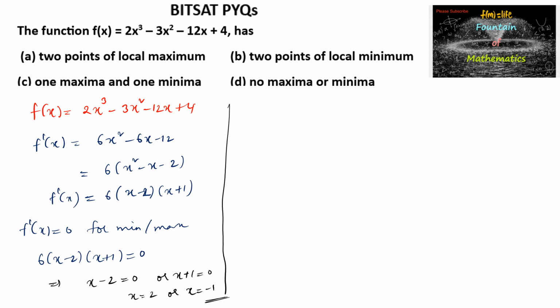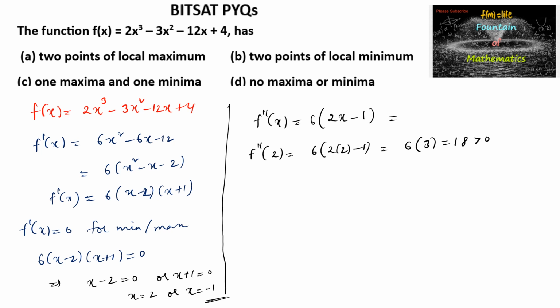Now let us identify whether x is equal to 2 is minima or maximum. For this, double differentiation: f double dash of x is equal to 6 times of differentiation of x square, which is 2x minus 1. So 6 times of 2x minus 1. Now substitute: f double dash of 2 is equal to 6 times of 2 into 2 minus 1, that is 6 times of 4 minus 1 is 3. 6 3s are 18, which is positive. So at x is equal to 2 we have a minimum. So f of x has local minimum at x is equal to 2.